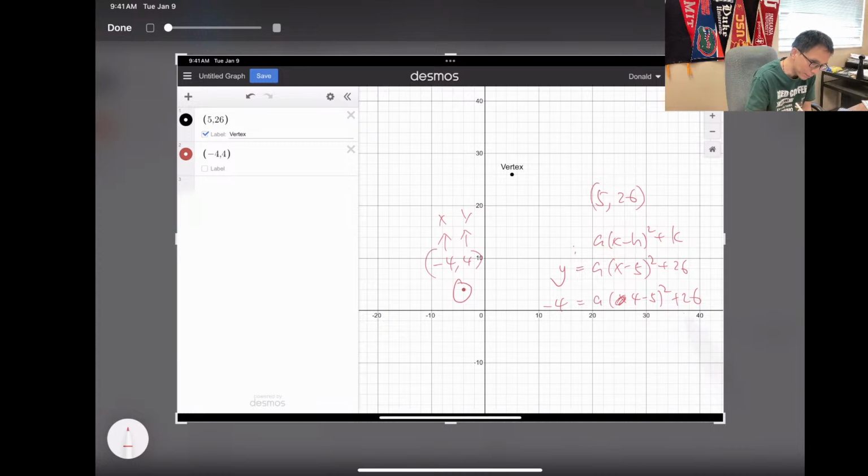So this one is plus 26. Can I minus 26 on both sides? A is equal to what? -30. Right?